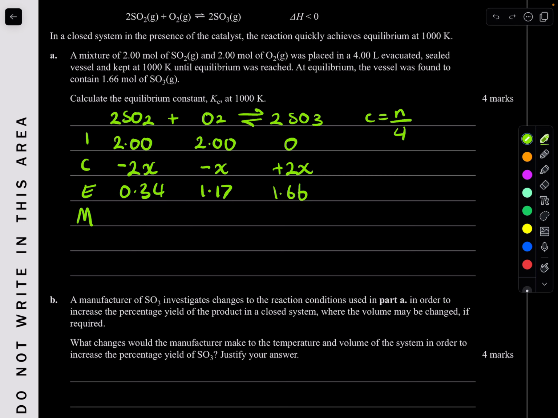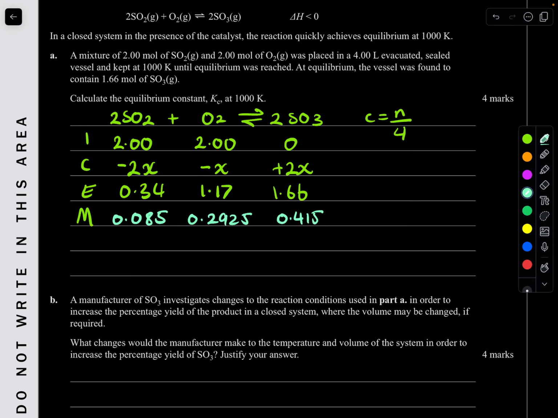So 0.34 divided by 4, that will give me, let me write it in a different color, 0.085. Is that right? Yep. Next one, 1.17 divided by 4 gives me 0.2925. 1.66 divided by 4, that will give me 0.415. We are nearly done.